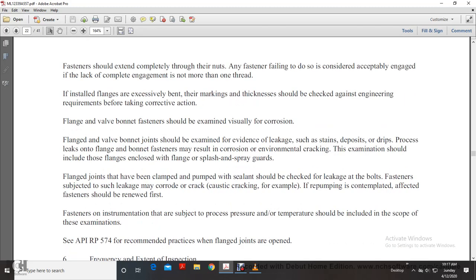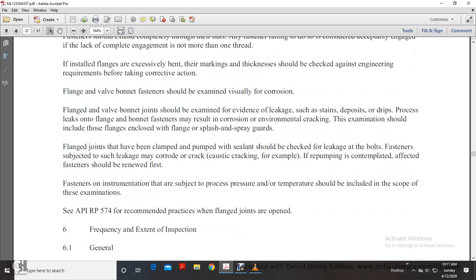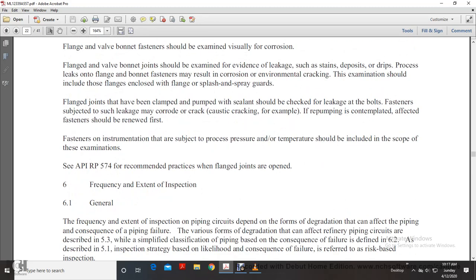Flange joints that have been clamped, pumped, and sealed should be checked for leaking bolts and fasteners, which are subject to such leakage through corrosion cracking, causing static cracking. For example, a repumped joint with the contemplated effect on the fasteners should have the fasteners renewed first. Fasteners in service subject to process pressure and temperature should be included within the scope of these examinations. See American Petroleum Institute Recommended Practice 574. Recommended practice for flange joints that are open is in Chapter 6, frequency and extent of the inspection.